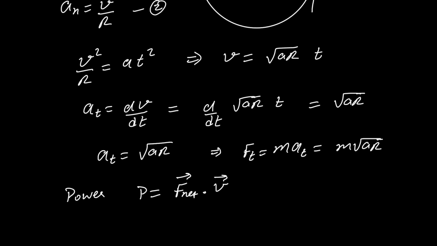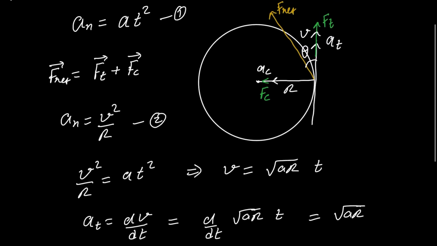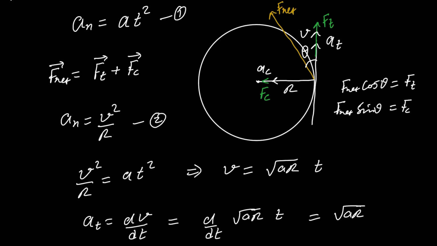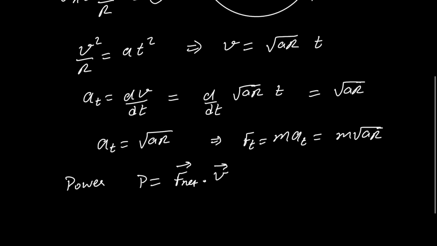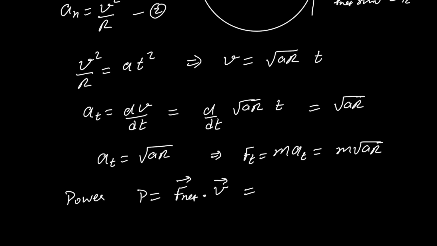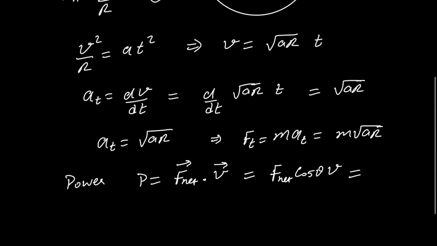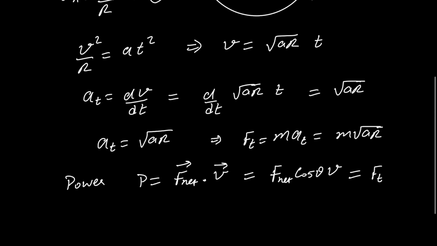So we'll do this. From this figure you can identify that F net cos theta is basically tangential force, and F net sin theta is basically centripetal force. So we have to find power of net force, and you know that F dot V will be F net cos theta into V. This is the result of the dot product, and F net cos theta we have just identified as tangential force. So this is Ft into V.